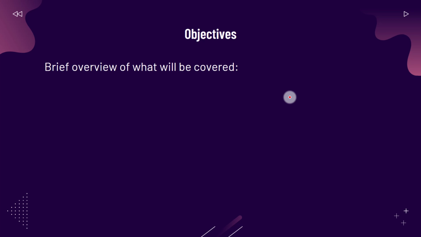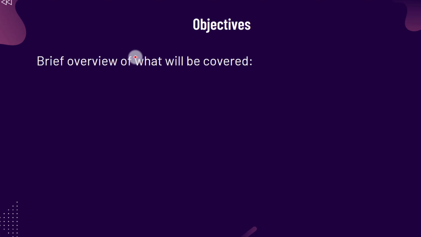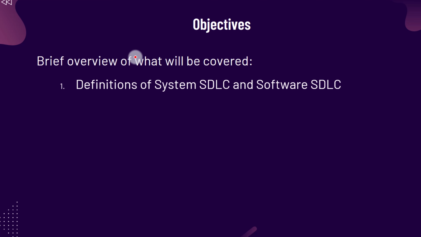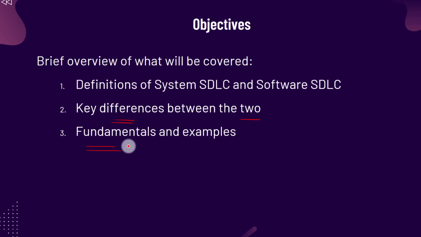Now, let's go over the objectives that we will cover in this lecture. First, we will start by defining what each of these life cycles involves. Next, we will compare and contrast system development lifecycle and software development lifecycle to highlight their unique aspects. And following that, we will go over fundamental components of each lifecycle with practical examples to show these concepts.